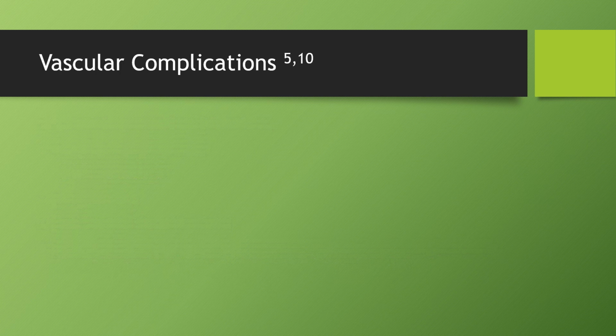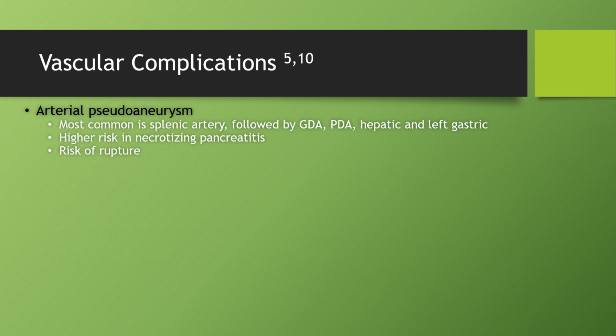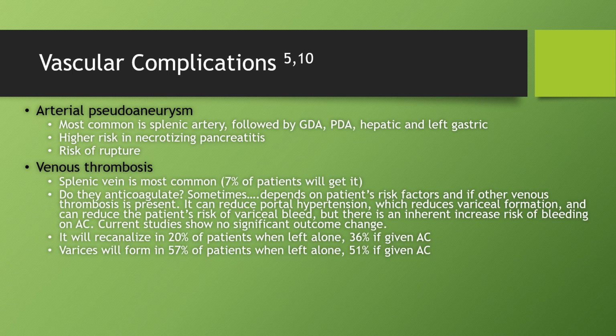So let's talk about the vascular complications. Arterial pseudoaneurysm: the most commonly affected artery is the splenic artery, followed by the gastroduodenal artery, the pancreaticoduodenal artery, hepatic artery, and left gastric artery. These are, of course, higher risk in necrotizing pancreatitis, and they carry a risk of rupture.